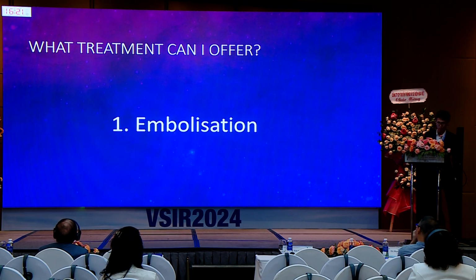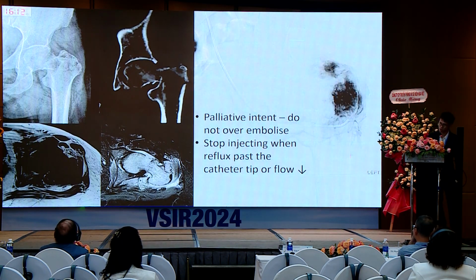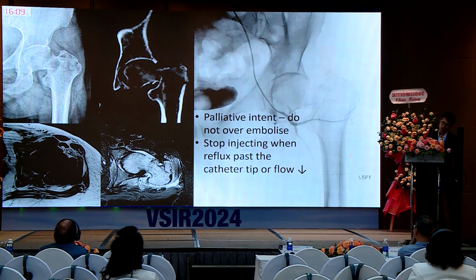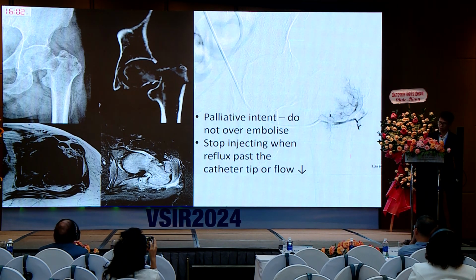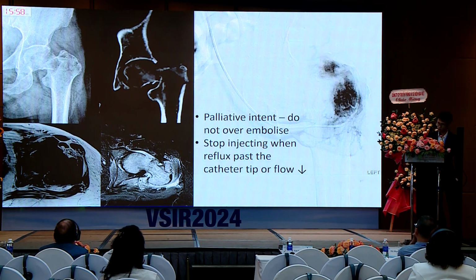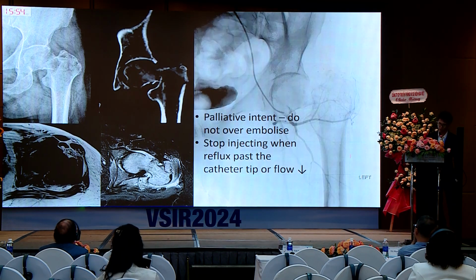So, as IR, we have to ask ourselves, what treatment can we offer the patient? Embolization. This is a patient with RCC and a pathological fracture of the proximal femur. As you can see, there's a substantial soft tissue component with added vascularity supplied by the circumflex branches of the profunda femoris artery. The whole idea here is palliative intent, so do not over-embolize; stop injecting when reflux passes the catheter tip or the flow decreases.